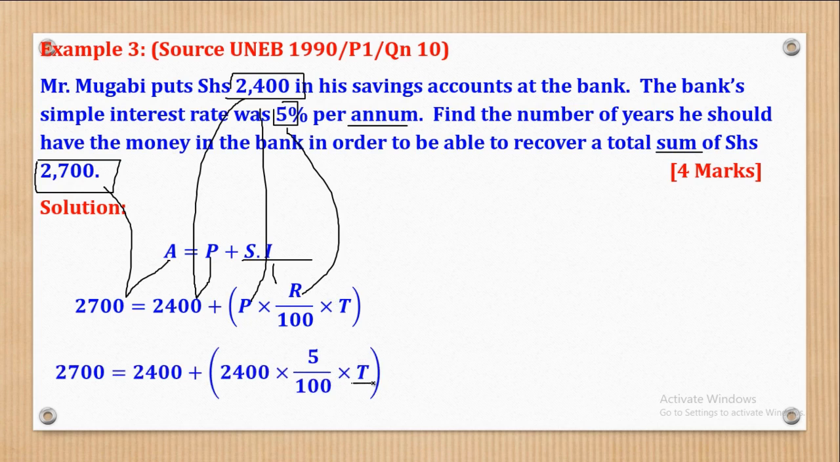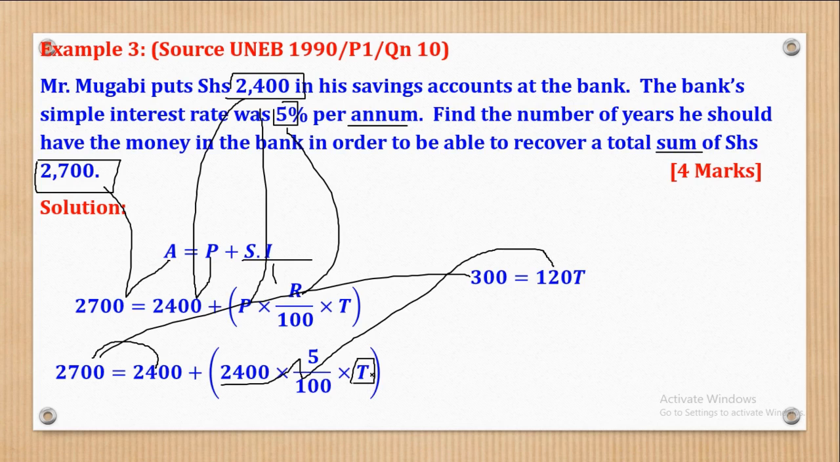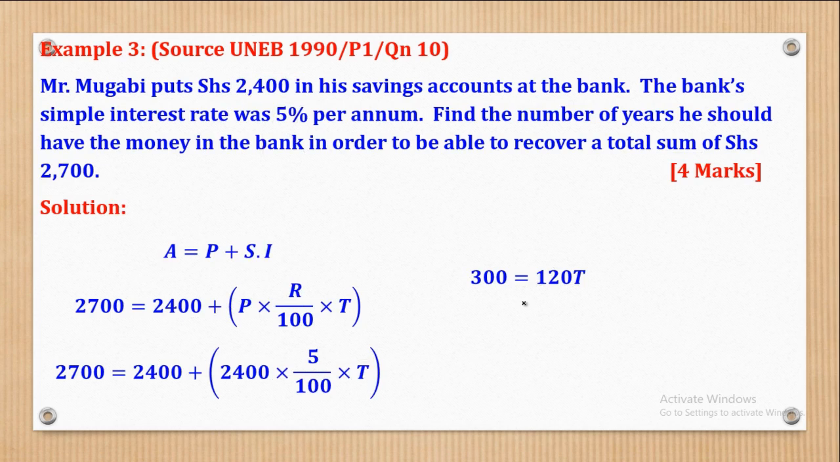I think we realize that T is the only unknown, so we have to simplify and make T the subject. So when I simplify, I come up with 300, for example. If this 2,400 goes this side, it will become 2,700 minus 2,400 to come up with 300. Then 2,400 times 5 over 100, I'll come up with 120, but there is also this T which will be here. So in the end I have that. When I divide both sides by 120, I'll come up with that, and therefore T will be equal to 2.5 years. So basically that's what they wanted, and now let's see how much can be awarded.